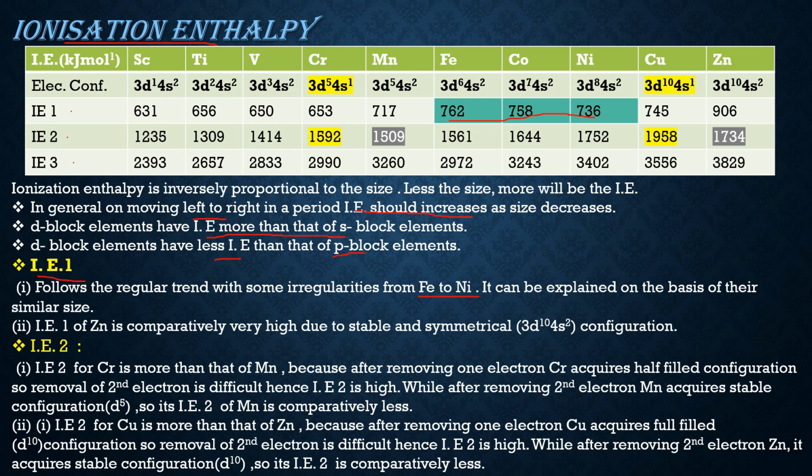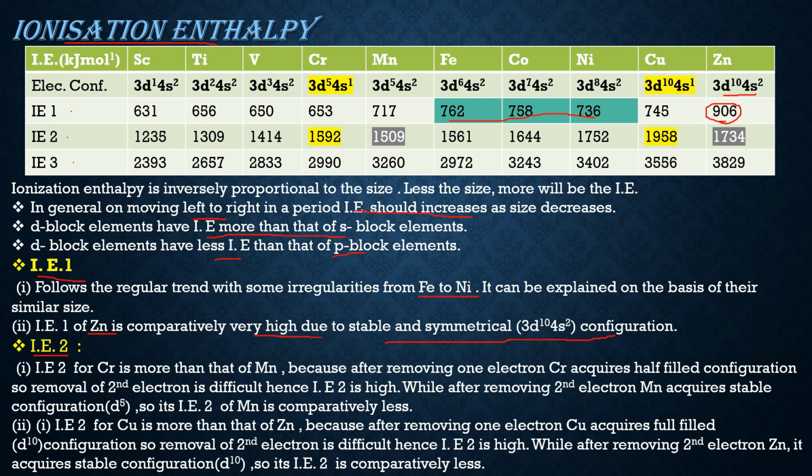Now the second is that the ionization enthalpy of zinc is comparatively very high. What is the reason for this? The reason is the stable d10 4s2 configuration. Due to this stable and symmetrical configuration, electron removal is very difficult, hence the first ionization enthalpy of zinc is exceptionally high in its respective series.